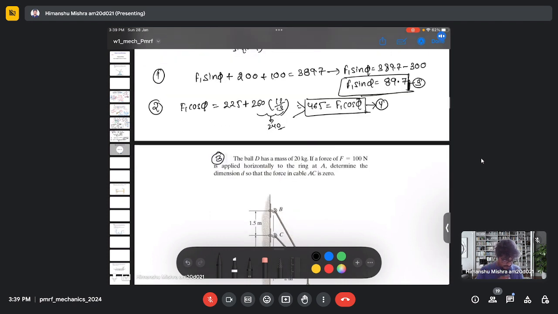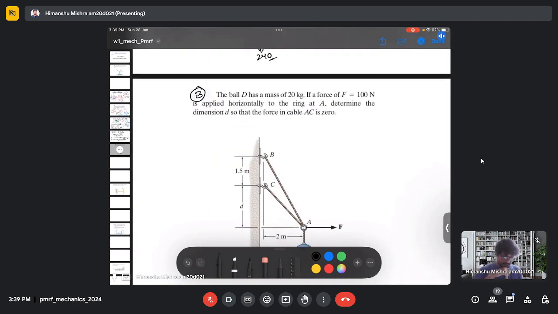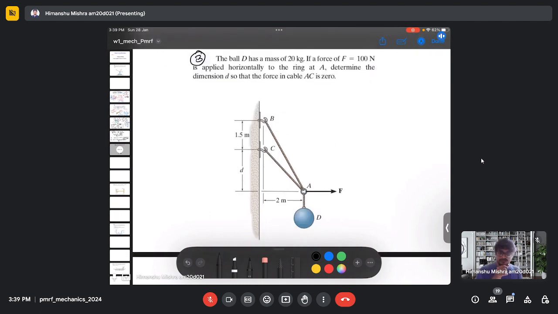So let's move to the next question. This is a pretty similar question to the one we have solved, but just the arrangement of the system has changed. Here the ball D has a mass of 20 kg, and if a force F equal to 100 Newton, which is this one, is applied horizontally to the ring at A, determine the dimension D so that the force in the cable AC is zero.